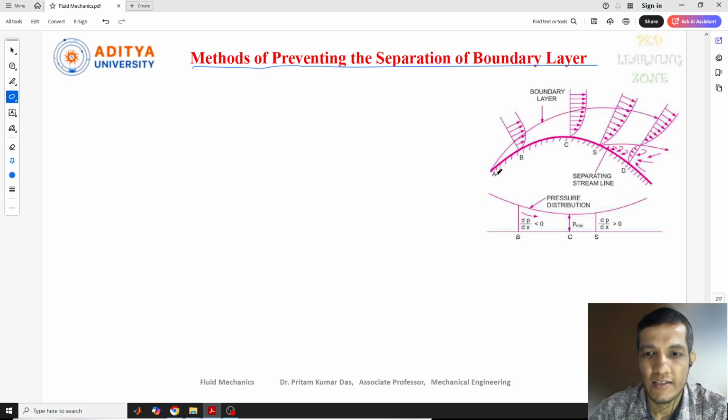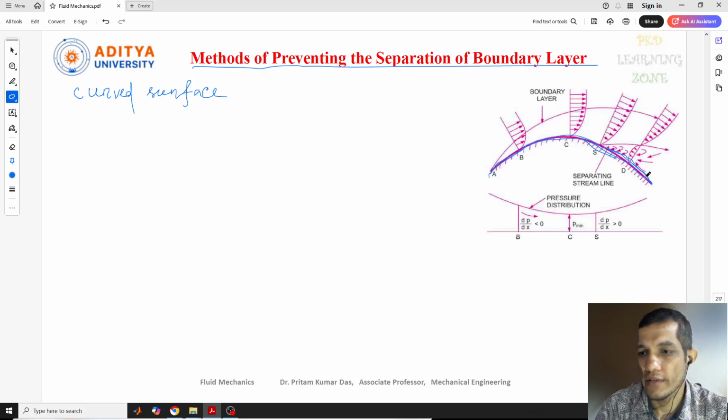So what we discussed in the last lecture, I'll just recall that. This was the same solid surface that we considered in our last lecture. For your better understanding, I have taken the same picture again. This is the solid body that was considered for the separation of boundary layer. Mostly when we discuss the separation of boundary layer, we consider a curved surface instead of a flat or smooth one. So this curved surface is our solid body.